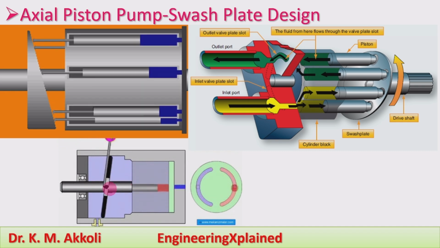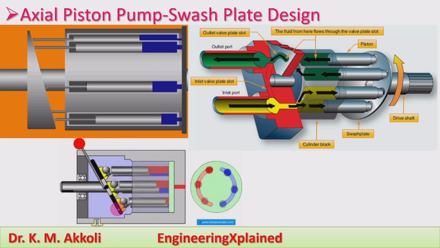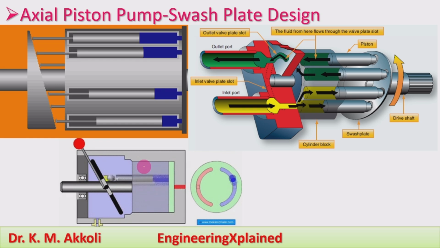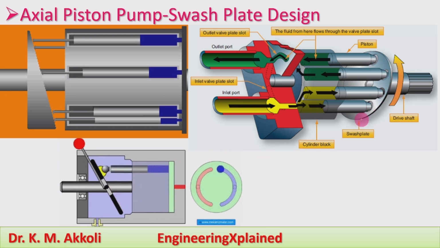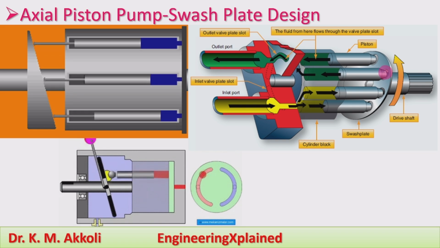The flow rate we can vary this way. Here we can also see the variation of that angle. Like this, the swash plate piston pump works, and that we can see here. Here is the swash plate, and here the piston rods are connected to the swash plate.